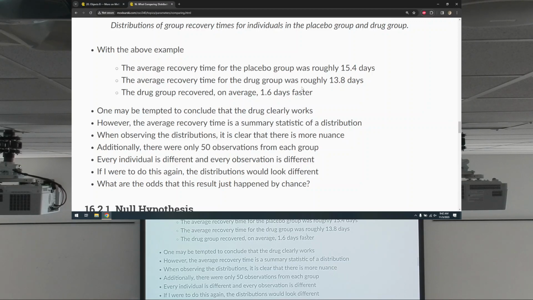Because right now, this is just one trial, and I got 1.6. But if I were to do it again, would I get 1.6? If I were to do it another time, would I get 1.6? A little better, a little worse? I don't know. But the point is, I could keep doing this over and over and over again. And I could look at what's the distribution of average recovery time differences. I can generate another distribution of the differences in recovery times. So far, so good?